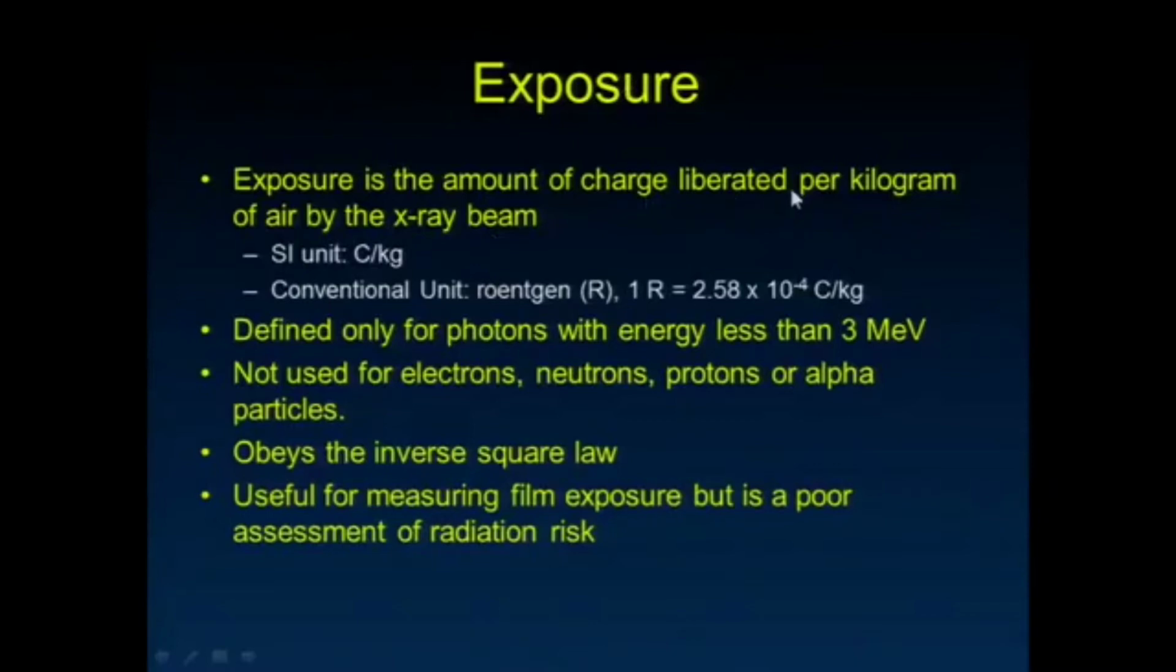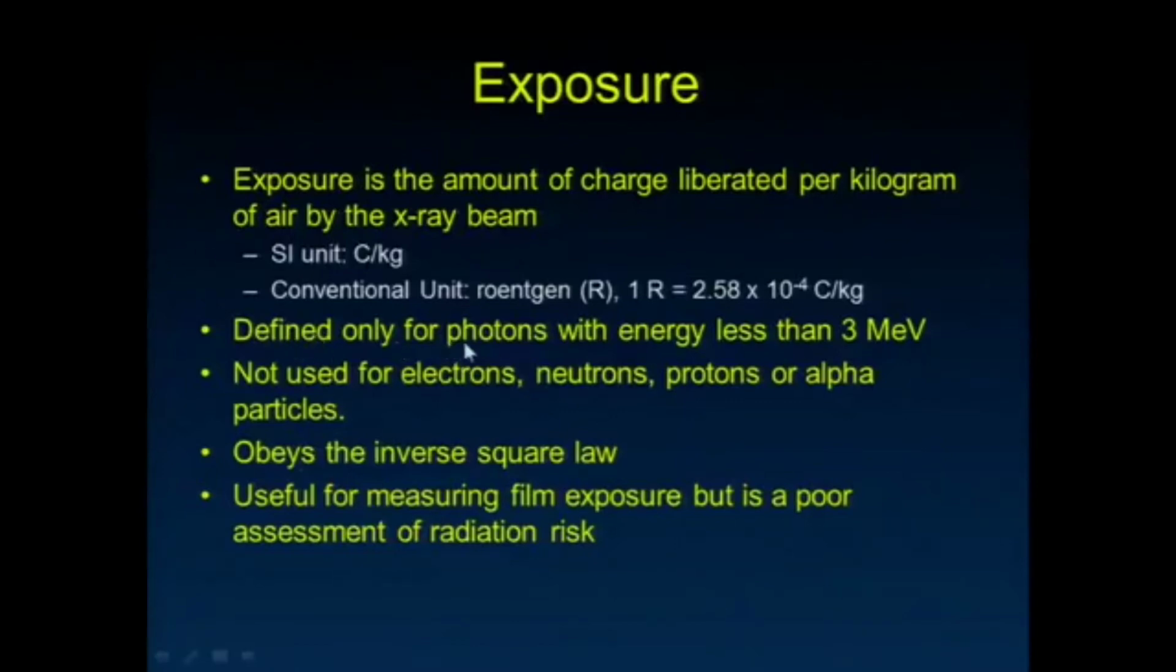Exposure is the amount of charge liberated per kilogram of air by the X-ray beam. And the main reason this was one of the first quantities developed is, if you're going to have a quantity, you have to have some way to measure it. And measuring exposure was relatively straightforward. You could put a little ionization chamber with some air in it in front of the X-ray beam and see how much charge was liberated by measuring the current that flowed across the anode and cathode of that ionization chamber. So it was something that could easily be measured.